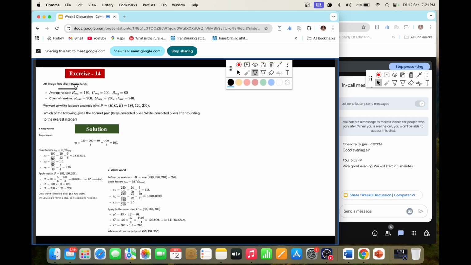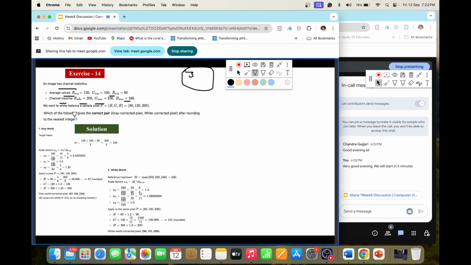So an image has these channel statistics: average values, R average, G average, and B average are given, and the channel maxima, R max, G max, and B max are given. All this RGB etc. is related to the image, the color that is found by a sensor. That is the third thing, regarding the sensor or where the image is formed.